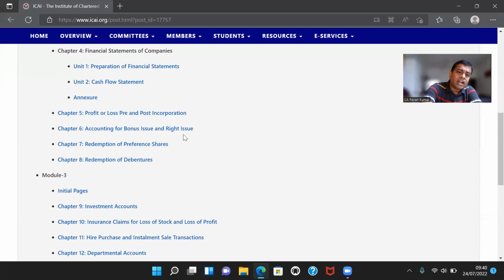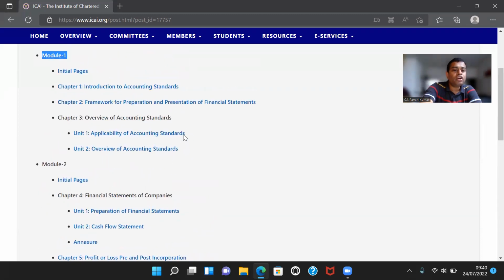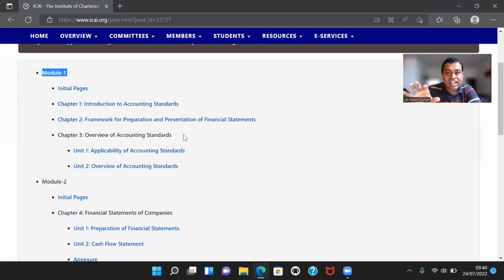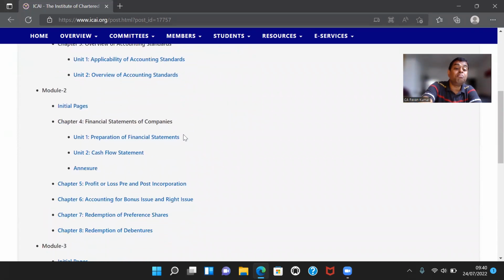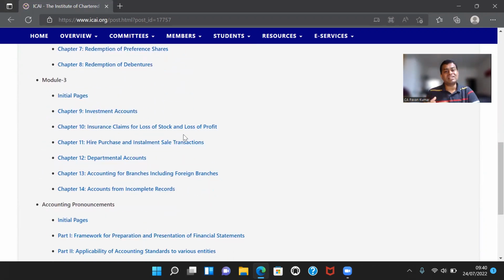So if you look at module 1, it is completely accounting standards, isn't it? Module 2 is completely company accounts. Though they have not mentioned that module 2 is company accounts, it is common sense, right? So it is company accounts. Everything is about a company. So that is module 2. Module 3 covers other aspects, traditional accounting and a few other aspects.